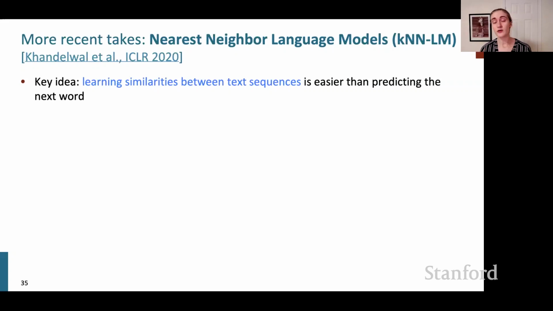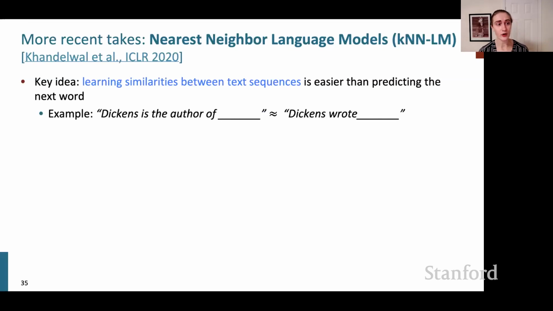The idea builds on the fact that language models not only learn to predict the next word in text, but they also learn representations of text. The authors suggest that it might actually be easier to learn similarities between text sequences than to predict the next word. You have this example: "Dickens is the author of blank" and "Dickens wrote blank." They argue that it's easier to tell, for a human but also for a model, that these sequences are similar and should probably have the same next word, even if you don't know what the next word is. So it's easier to learn these similarities than to actually predict the next word.